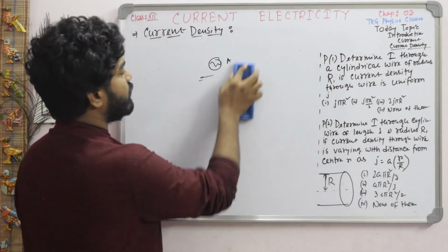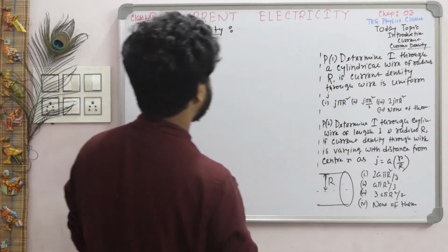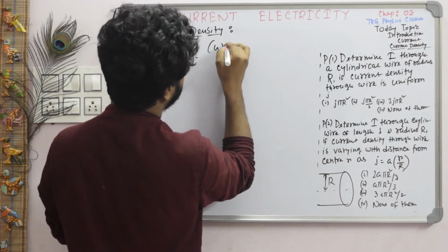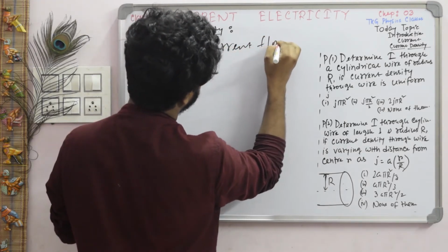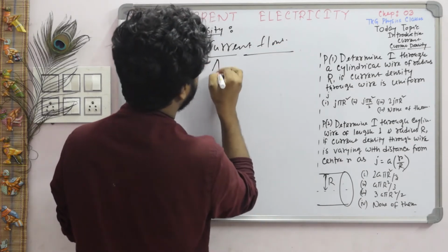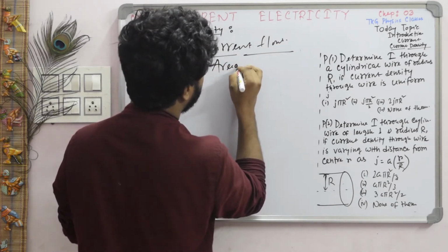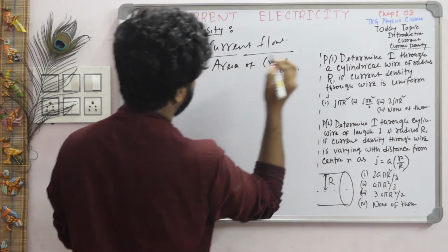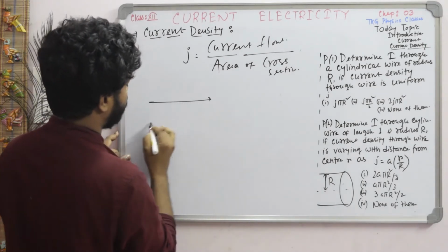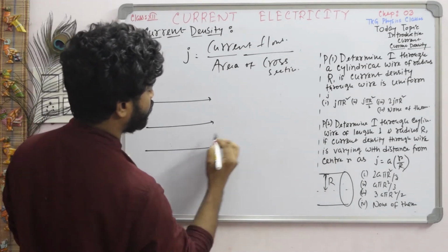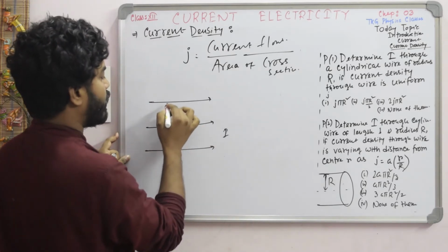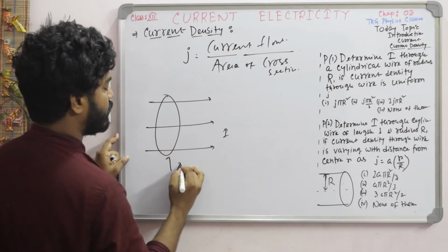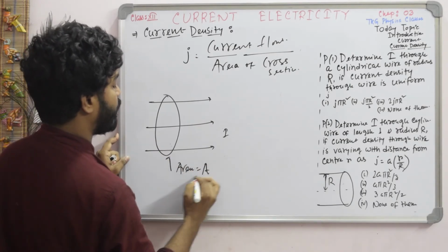So, what is the formula of current density? Current density is represented by the symbol J. J is equal to the amount of current flowing divided by the area of cross section. Suppose this is the direction of current along the x axis, and I consider an area of cross section. Suppose this area is represented by the symbol A.